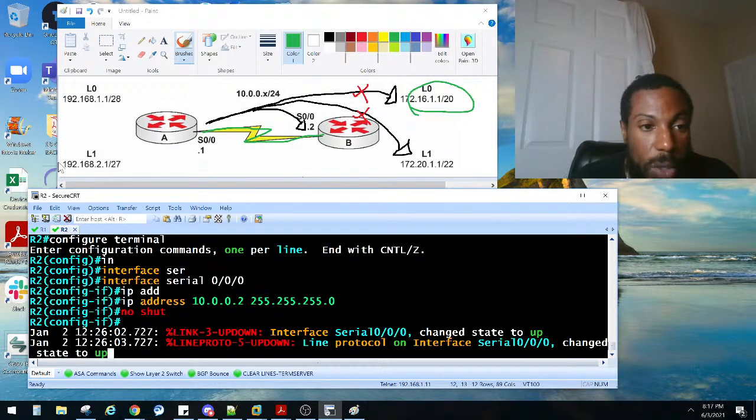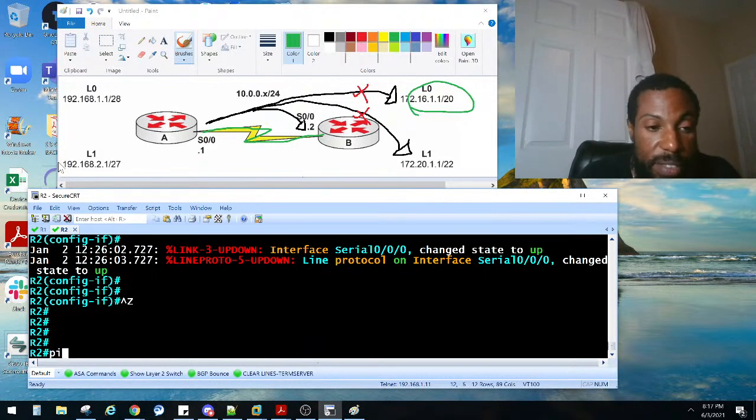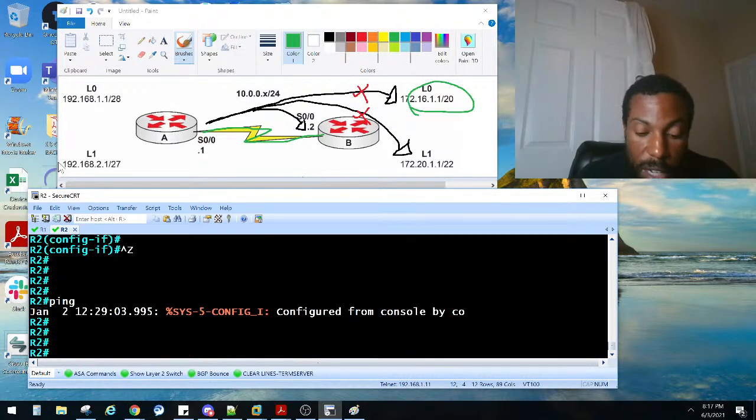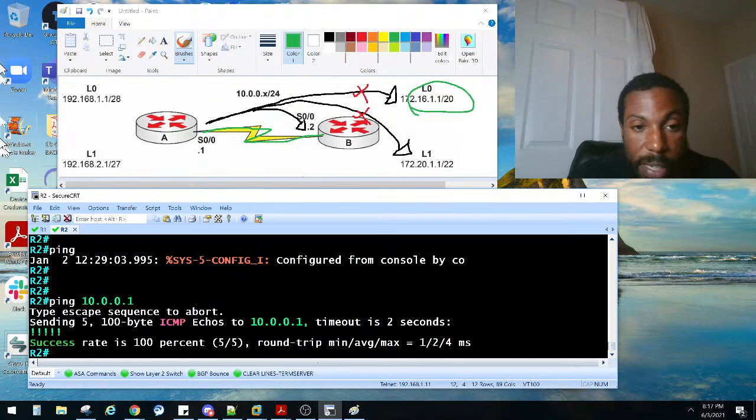I ain't going to do it. Well, I'll go ahead and do it just for completion. Ping. Let me just go ahead and type it out, right? Stop being lazy. 10.0.0.1. Boom. It works, right? So, okay.